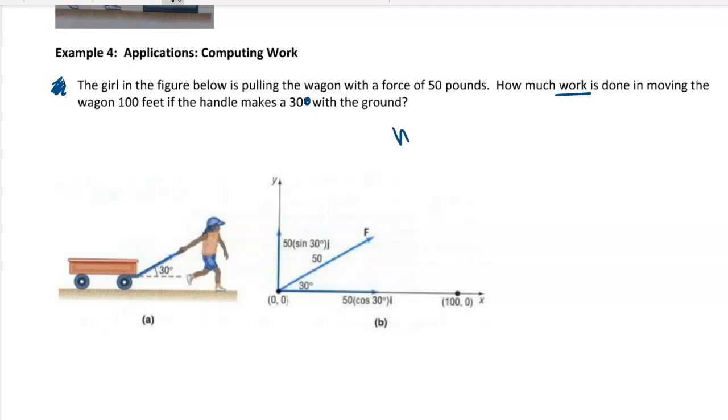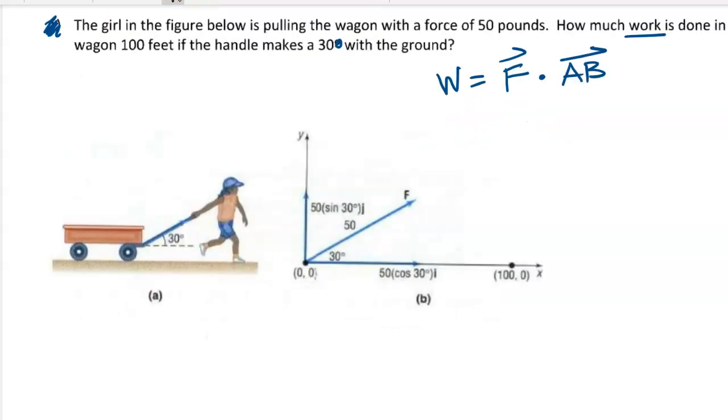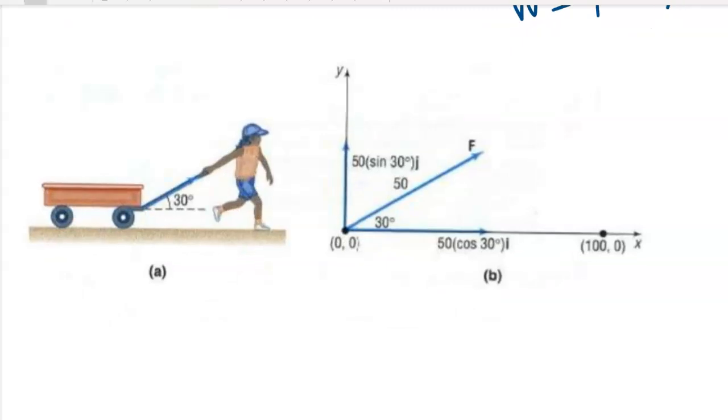So question number one: is this parallel, which is along the line of motion, or does it have an angle? An angle. So which one do we use? First formula, second formula? Second. So the dot product of force with AB. So let's find the force here. The force is making what degree? 30 to the ground, okay? So we want to find the vector for the force. What's the magnitude? How heavy?